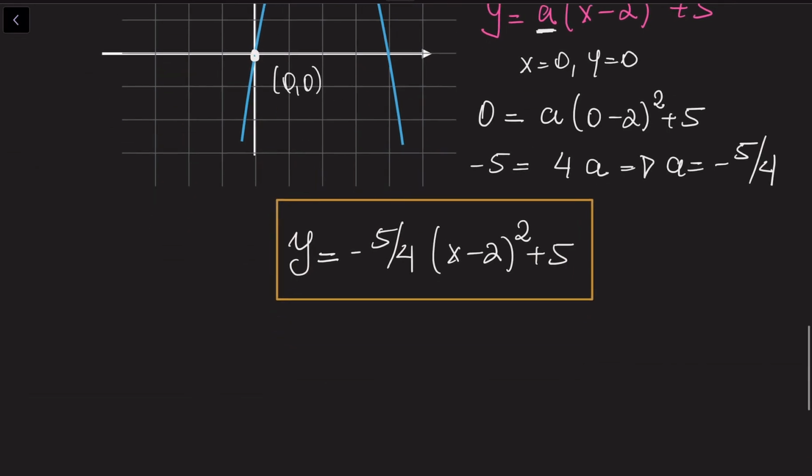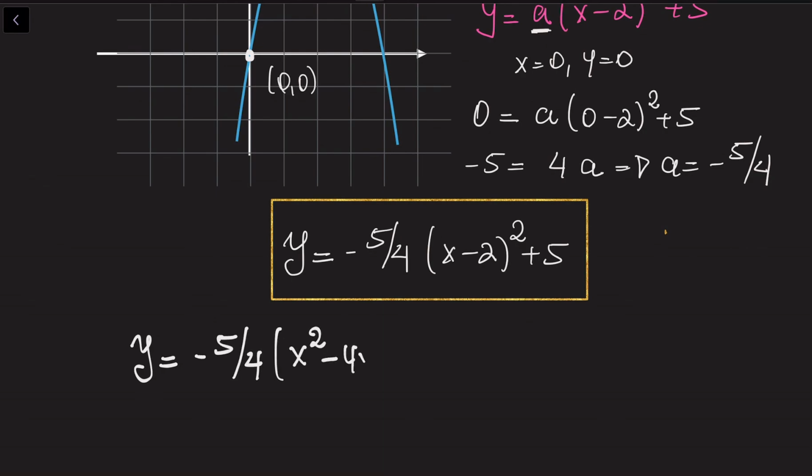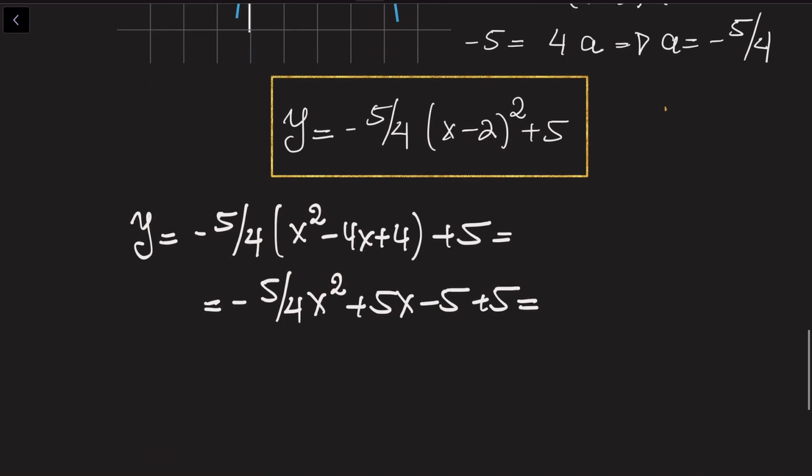If you're required to find the equation of the parabola in the standard form, you just need to open the brackets. So let's do this together. It's going to be -5/4 (x^2 - 4x + 4) + 5. So I'm going to just open the brackets up. It's going to be -5/4 x^2 + 5x - 5 + 5. If we simplify the terms, it's going to be -5/4 x^2 + 5x.